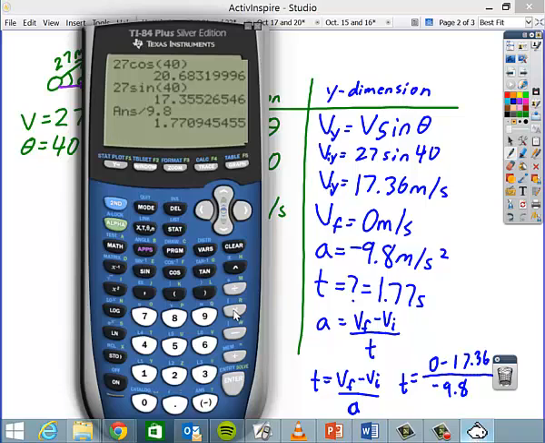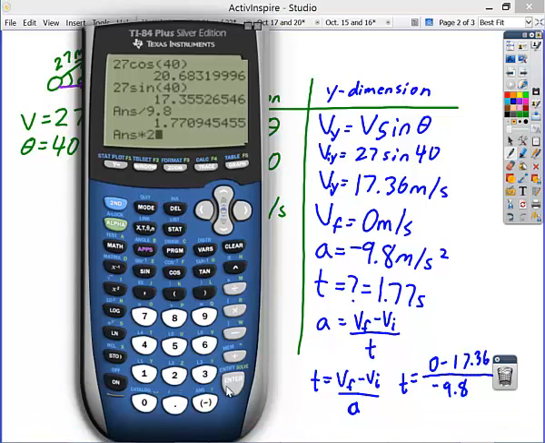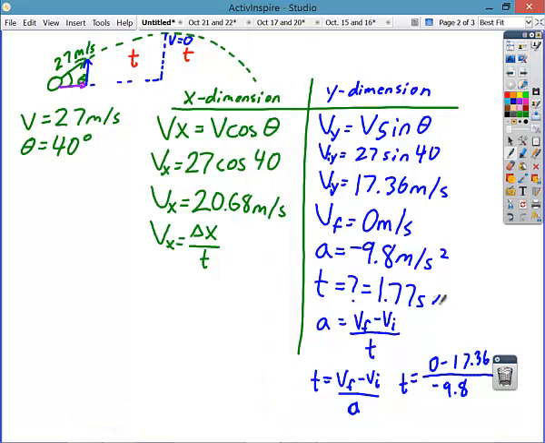And so times 2 gives me 3.54. So times 2 is equal to 3.54 seconds. Yay! That's all we're doing today, right?